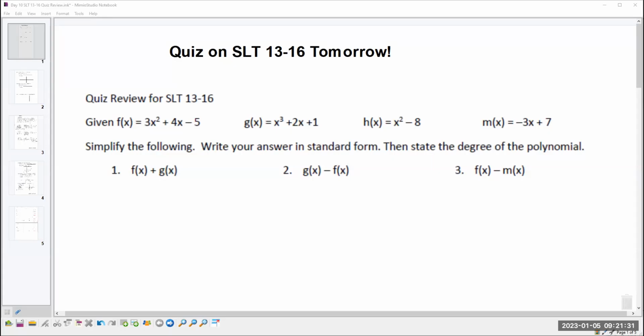This video is going to go through the quiz review for Unit 2, Topic 2, Polynomials, our quiz on student learning tasks 13 to 16. The first set of problems give us the directions to simplify the following.